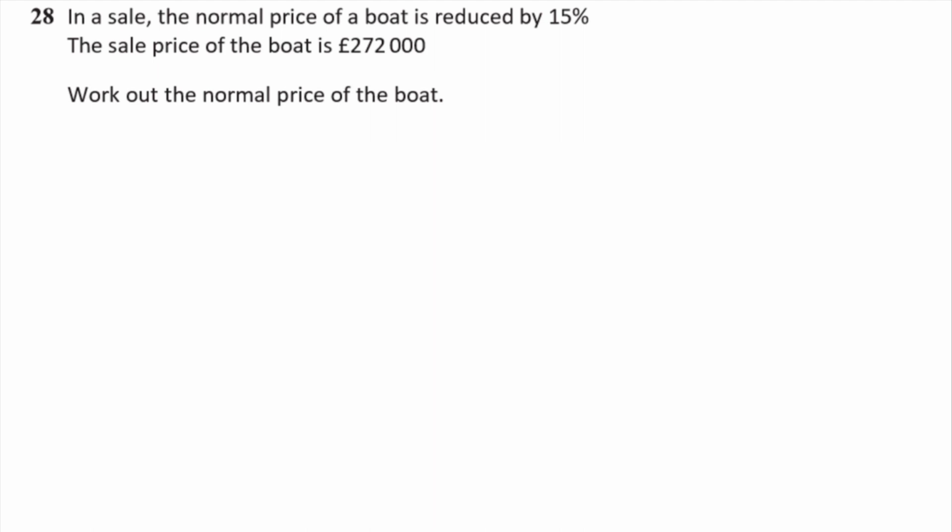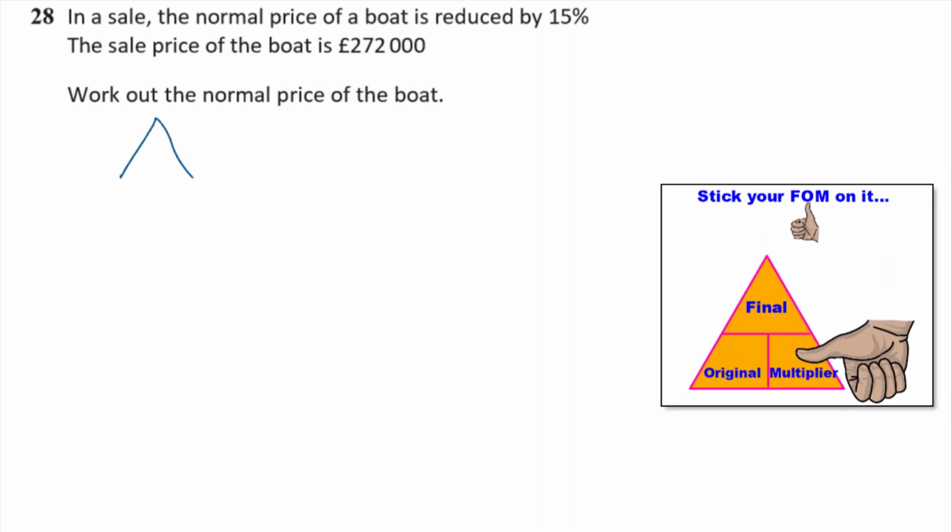Question 28. In a sale, the normal price of a boat is reduced by 15%. The sale price of the boat is £272,000. Work out the normal price of the boat. Okay. Now, I said earlier I like to use this triangle FOM for doing percentage questions. The reason I like it is you can use it for every type of percentage question. So whatever it is, this one I think is a reverse percentage question, but it doesn't really matter. You just approach it the same way.